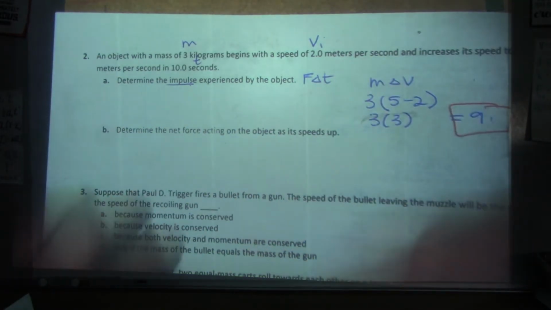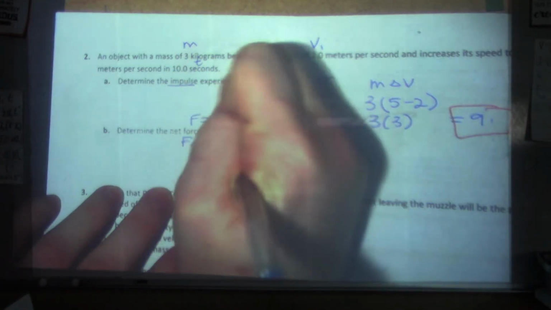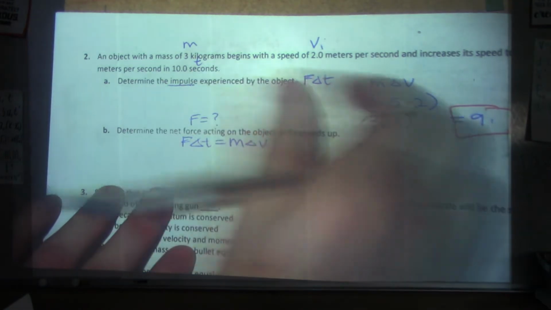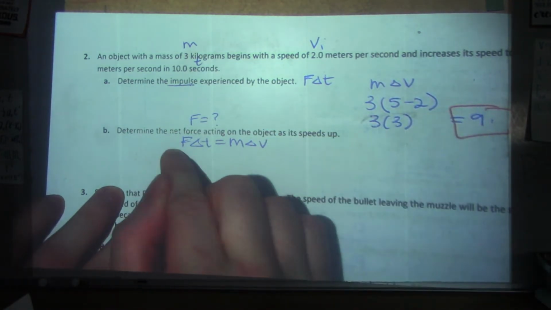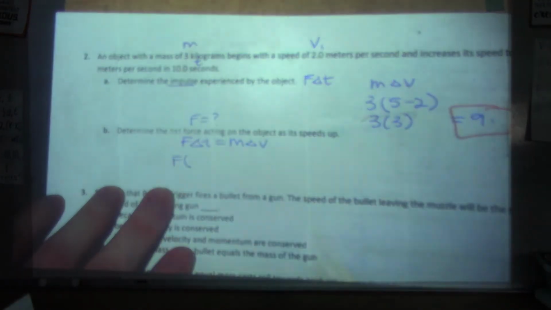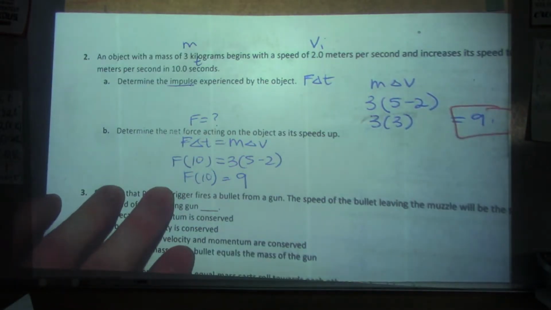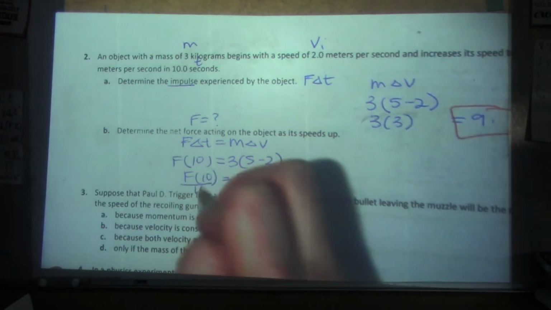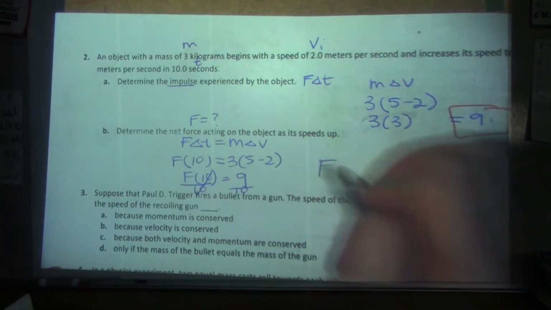And now I'm actually asking for what that force is, so we're going to plug into the entire side of the equation, because I don't want just the impulse, just one side. I want to find the missing force. So F times time, which was 10, equals the mass times 5 minus 2. We already decided this side of the equation is 9, so F times 10 equals 9. To get F by itself, we're going to divide the 10 over, so that gives me a force of 0.9.